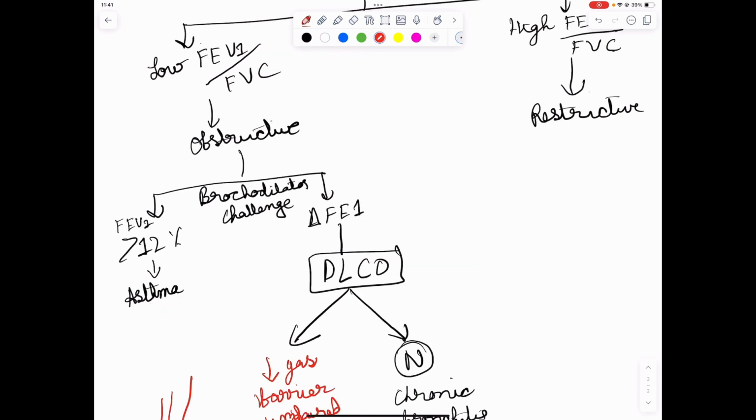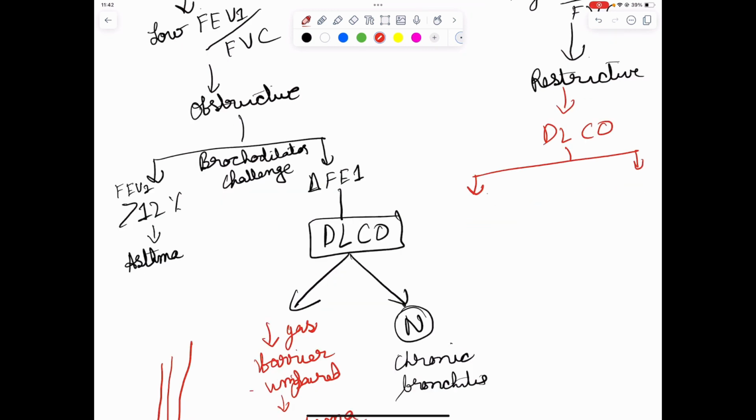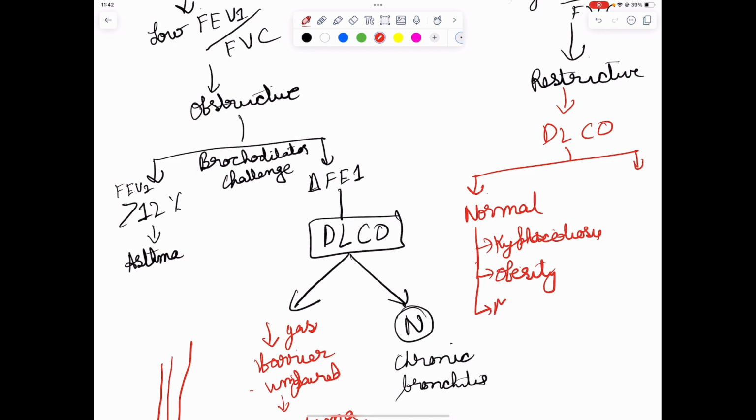Now for restrictive disease, remember that again here we will go for DLCO, and now here what we will do is, if diffusion capacity of the lung is normal, that means that there is no problem in the lung, but there is some external problem. So the extrapulmonary muscular compartment is to be seen, and that occurs with kyphoscoliosis, obesity, myasthenia gravis. Now if we have decreased diffusion capacity for carbon monoxide, there is a reduction in diffusion.